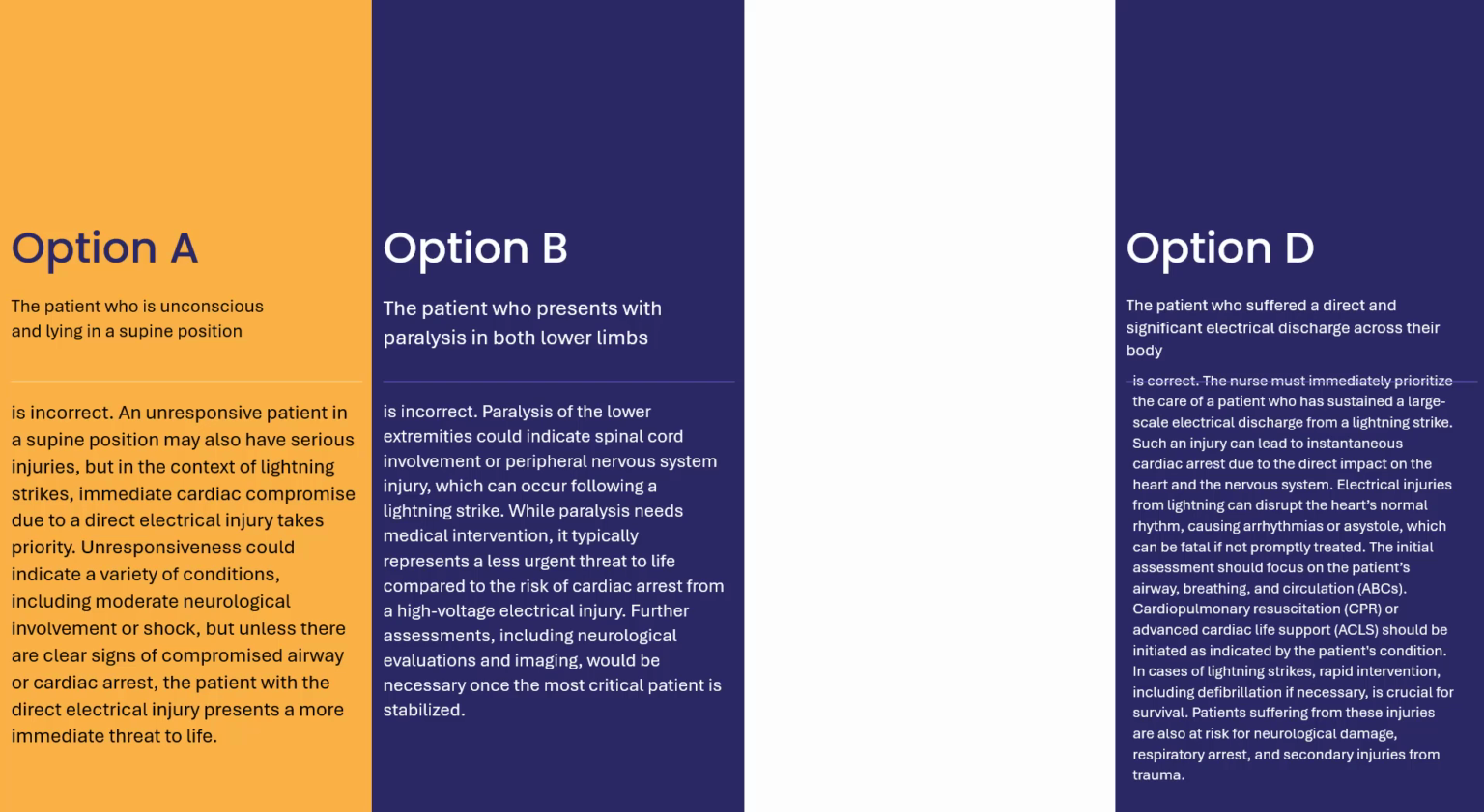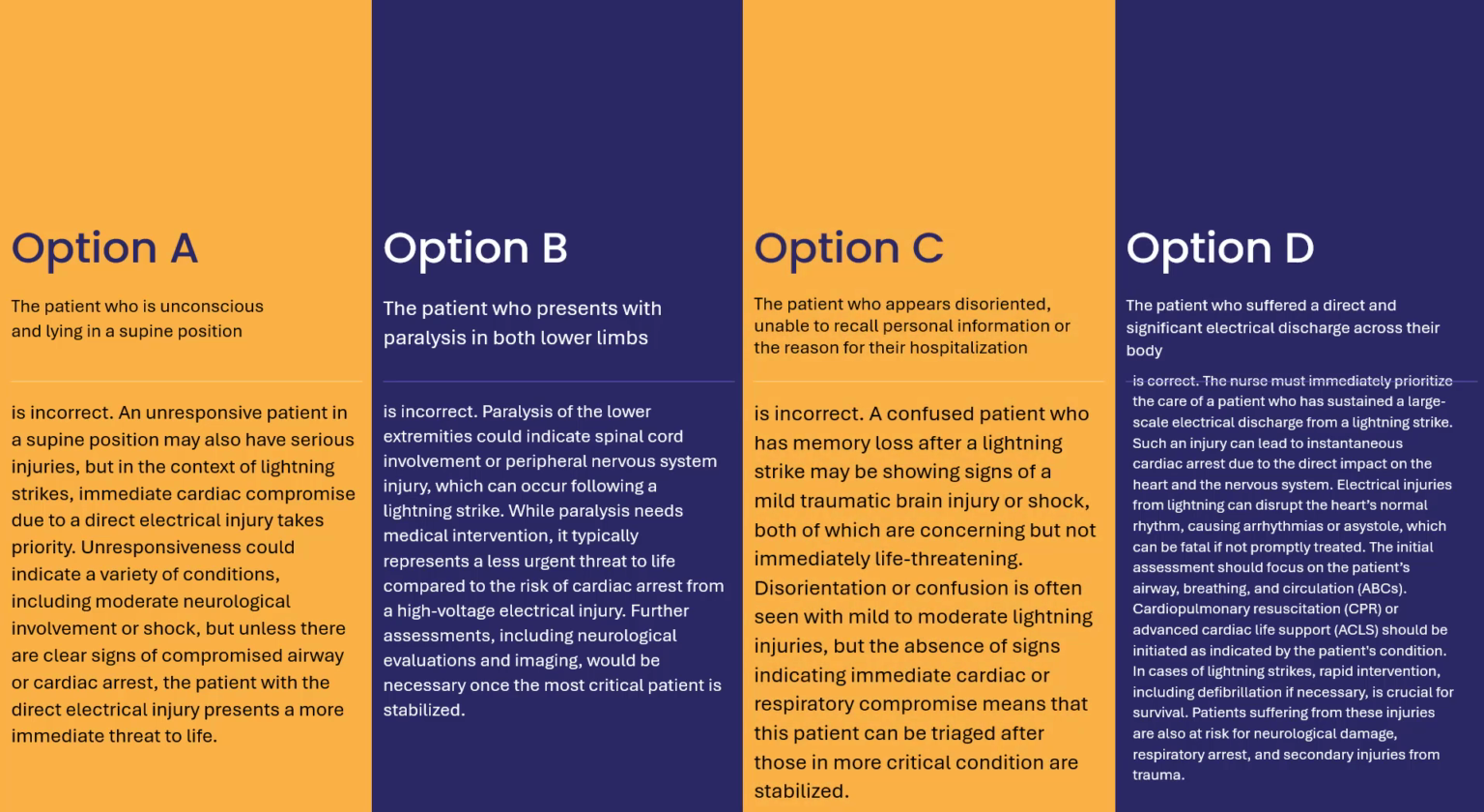C is incorrect. A confused patient who has memory loss after a lightning strike may be showing signs of a mild injury to the brain or shock, both of which are concerning but not immediately life-threatening. Disorientation or confusion is often seen with mild to moderate lightning injuries, but the absence of signs indicating immediate cardiac or respiratory compromise means that this patient can be triaged after those in more critical condition are stabilized.